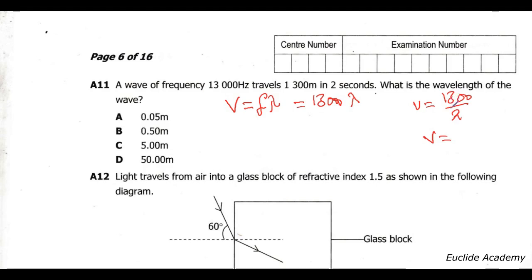So we divide 1,300 divided by 2. What do we get? So we have something like 650. So we should have 650. So now this will be meters per second. So this is the velocity, and then this is the wavelength. So it will be frequency times the wavelength, which is 13,000 times the wavelength, is equal to the velocity, which you found here to be 650 meters per second, right?